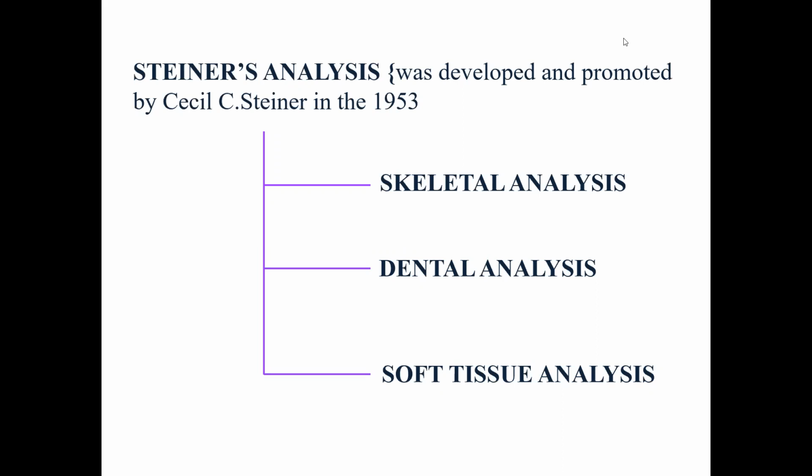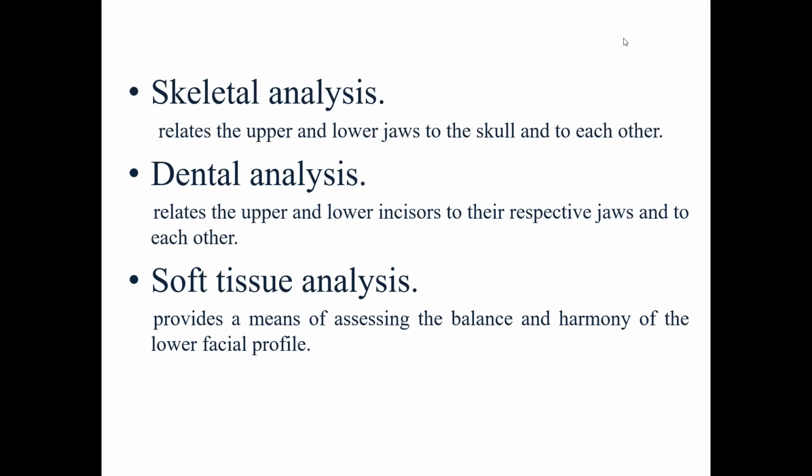So actually it has got three parts: skeletal analysis, dental analysis, and soft tissue analysis. Skeletal analysis relates the upper and lower jaws to the skull and to each other. In dental analysis, it relates the upper and lower incisors to their respective jaws and to each other. The soft tissue analysis provides a means of assessing the balance and harmony of the lower facial profile.